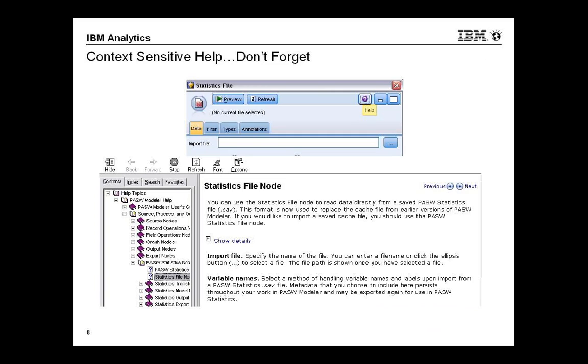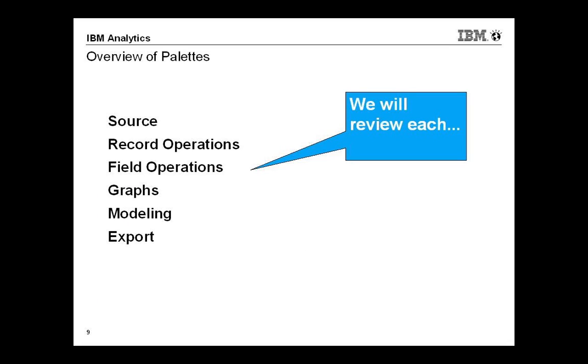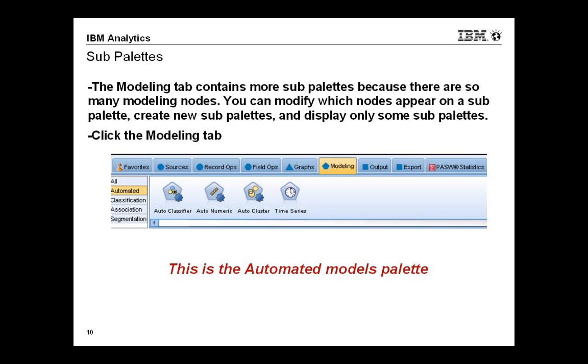So over the palettes, you have the source nodes, record operations, field operations, graphs, modeling, and export nodes. We'll go over them, and we'll be using all of them in this course. So the palettes are broken up into tabs, and if you look at the modeling tab, it contains more sub-palettes because there are so many different algorithms available. And if you click on it, you'll see that under the automated sub-tab, we have automated models. These are the models where SPSS Modeler helps you pick the best model for your data and for what you're trying to do. You have the Auto Classifier node, Auto Numeric, Auto Cluster, and Time Series. And we'll go through all of them.